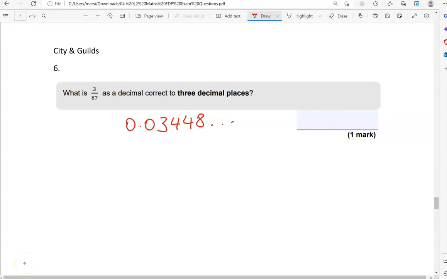We've got to round the answer to 3 decimal places, so that's 1, 2, 3 places after the decimal point. So to decide, we look at the digit on the right, that's a 4. So if it's a 0, 1, 2, 3 and 4, we're gonna keep this as it is. So 0.034 is the answer.